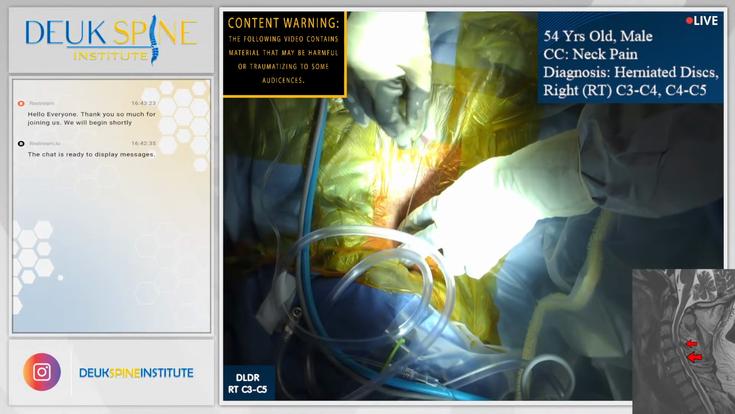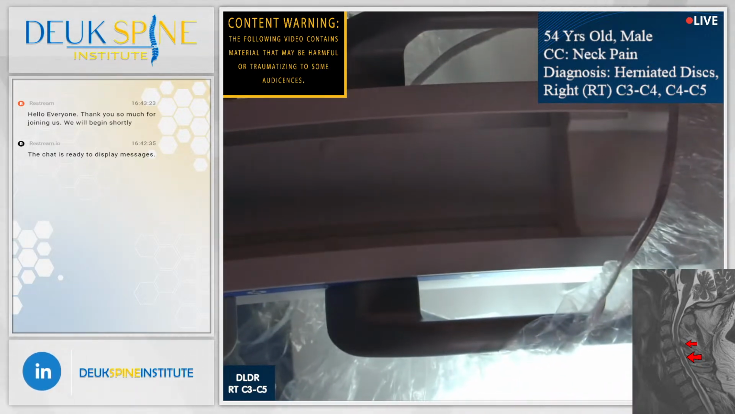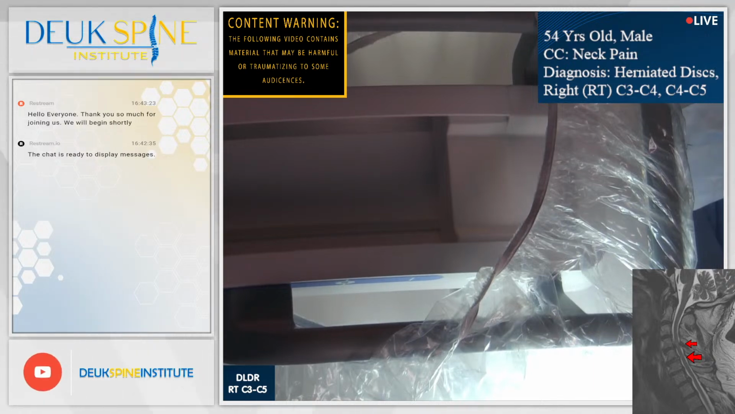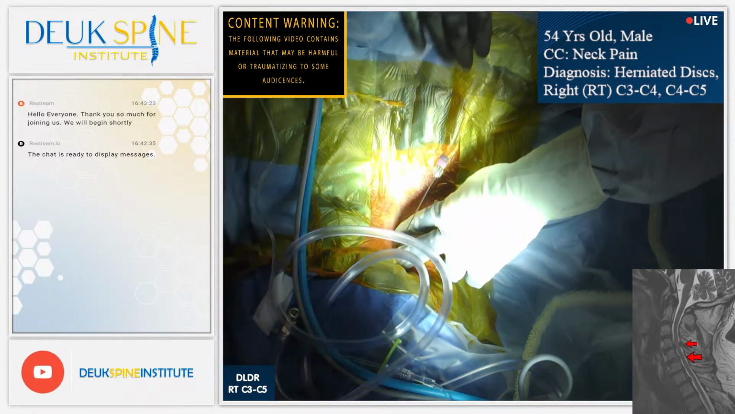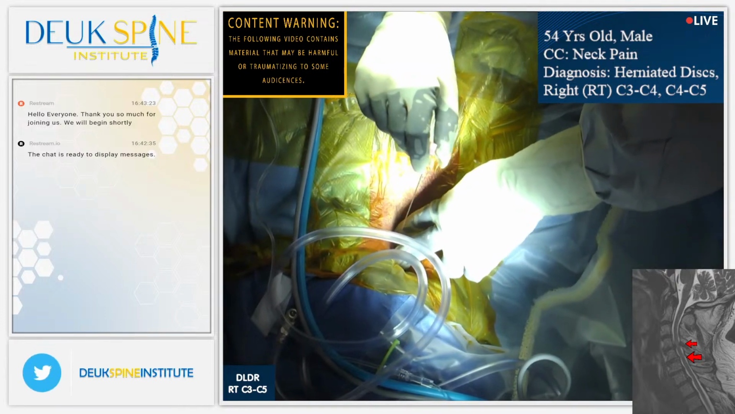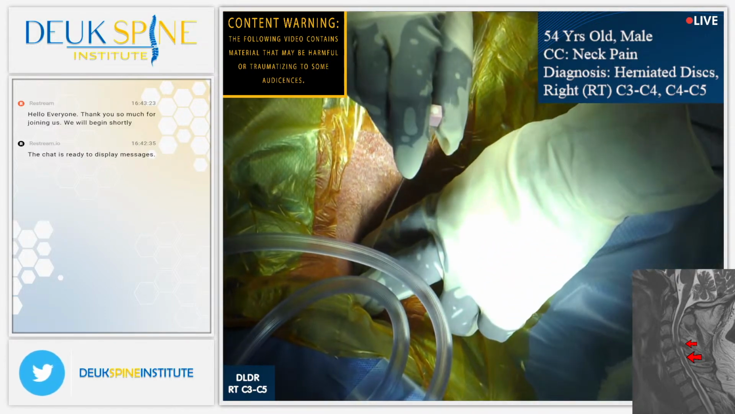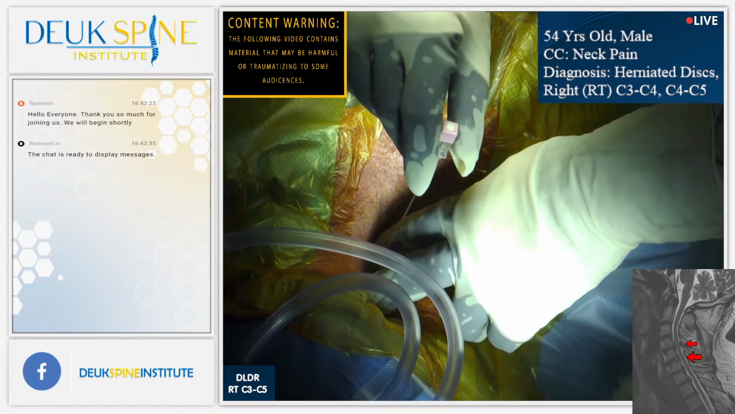AP. Our patient has two herniated discs. One really bad, C4-5. The other one not quite as bad, lateral, C3-4. But he's got other herniated discs as well. These are the two worst ones. The 4-5 is really bad. 2, 3, 4, 5. Shot. Shot, AP.